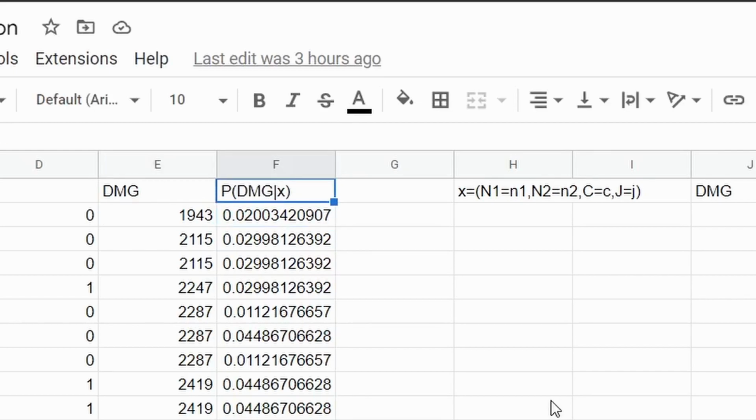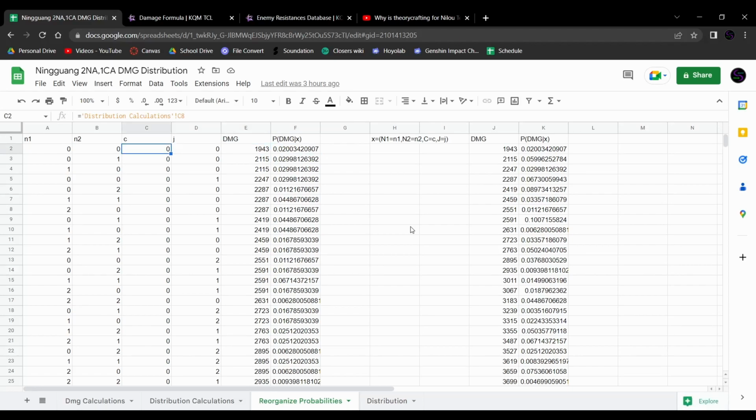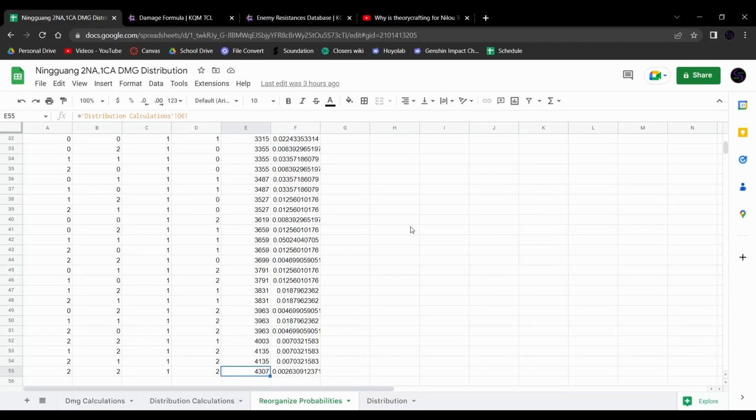How much damage you do is dependent on what crits and what doesn't. That should be pretty obvious. So hence why it's not just the probability of damage. That's a very different case from the probability of damage given a specific case. And what I decided to do is reorganize everything from lowest to highest.